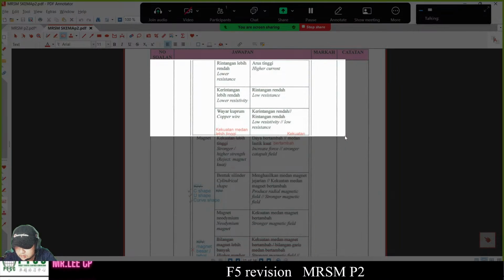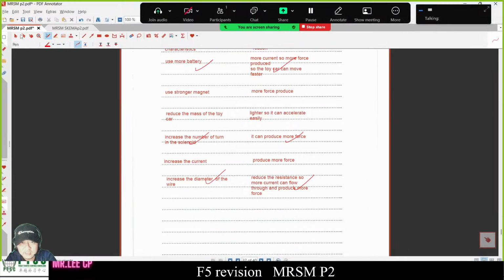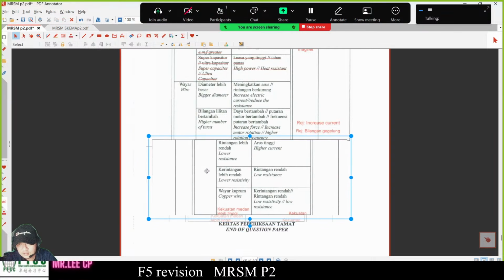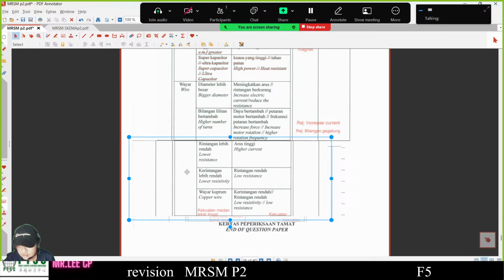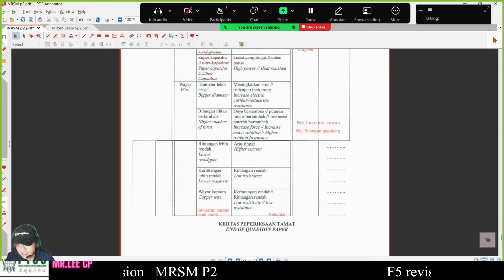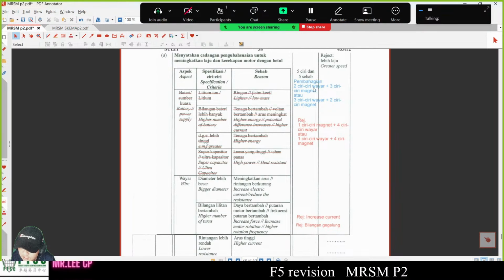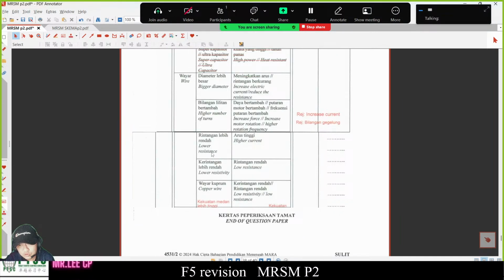I put copy until here. The magnet I put it in later. So the wire one including this one, right? Now lower resistance, lower resistivity copper wire. So what they mean is you can choose 3 or 2. If you talk about 2 wire, then 3 magnet. If you talk about 3 magnet, 2 magnet and then 3 wire. So this one you can put 2 to 3. Yes, can.